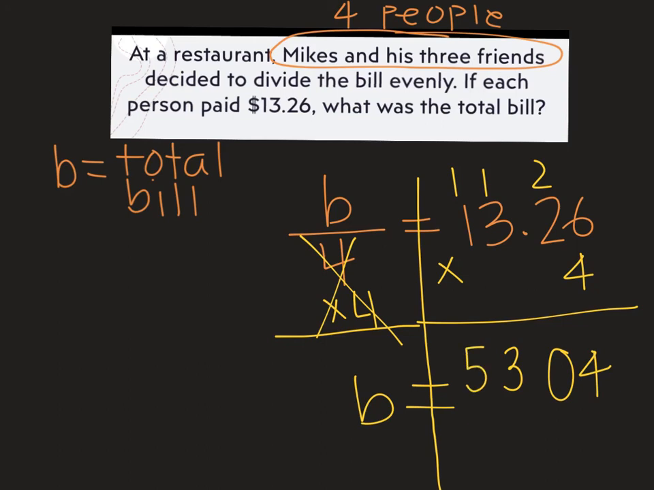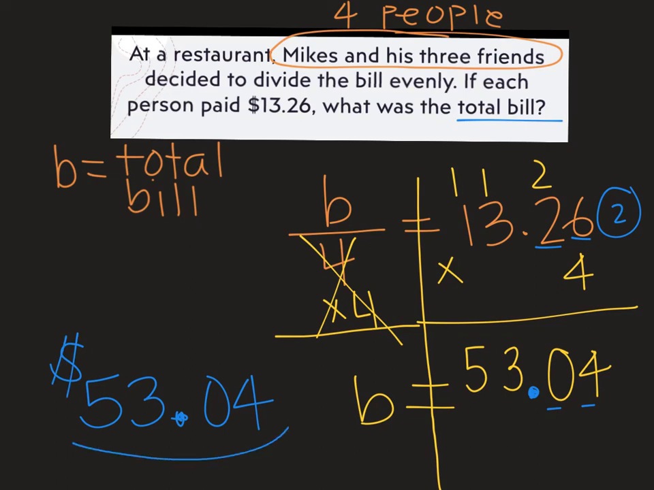Remember, when you're multiplying decimals, you have to look back in your original numbers. And we see that we have 2 numbers after our decimal point in our first number. So that means there needs to be 2 numbers after my decimal point in my final answer. So B equals 53.04. 53.04 is not your final answer because this is a word problem. Of course, we need our units. It says, what was the total bill? Well, my units for a bill would be dollars. So total bill was $53.04.